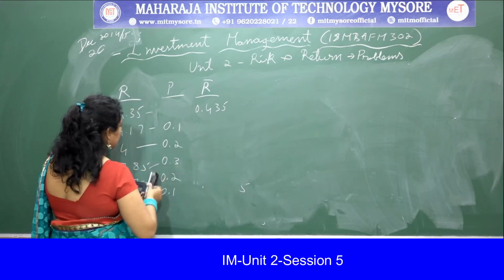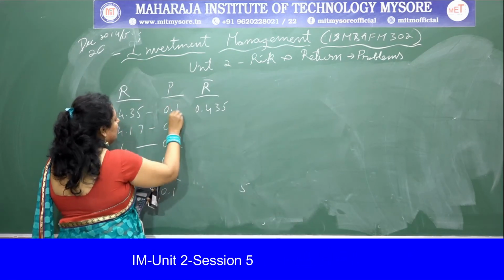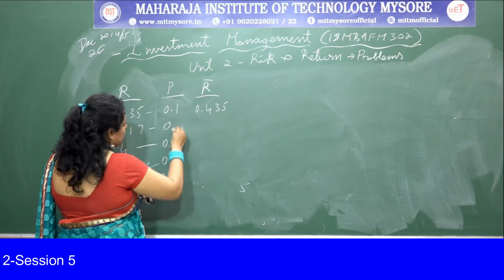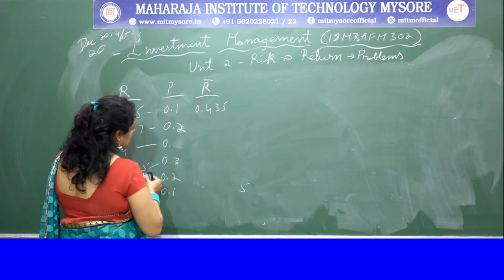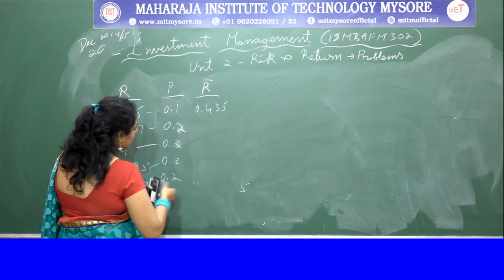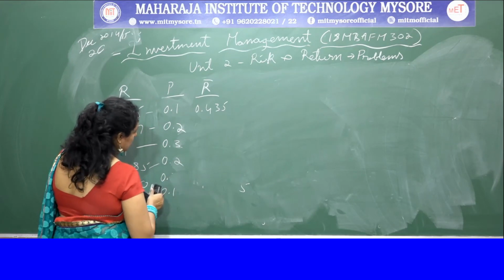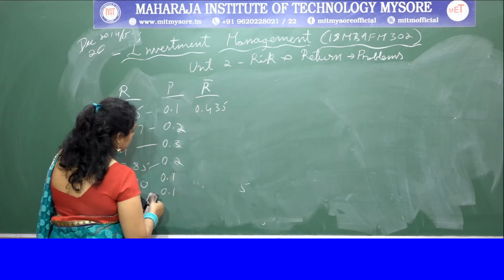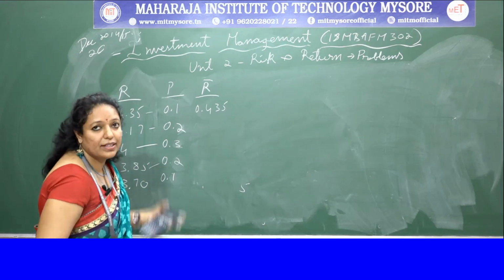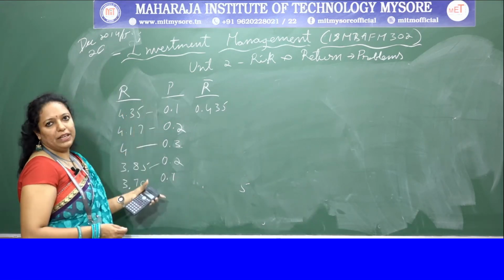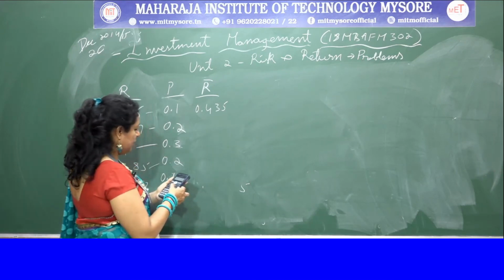We have to consider this is 0.1, 2, 3, 2 and 1. Okay, from the second year we have considered the probabilities. Okay, from the second year. So first one is right.